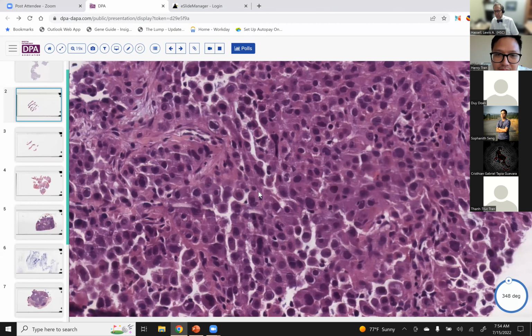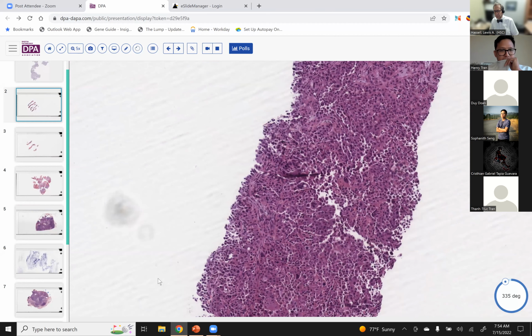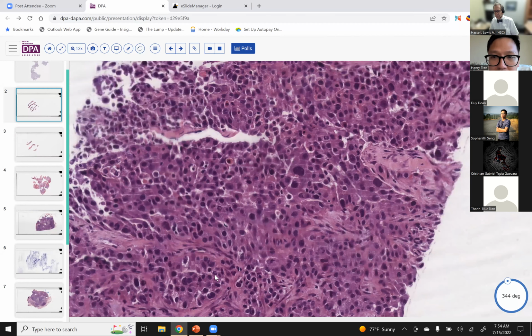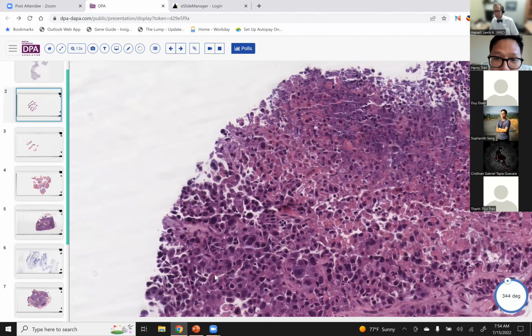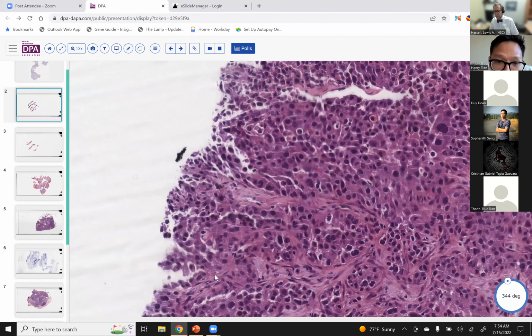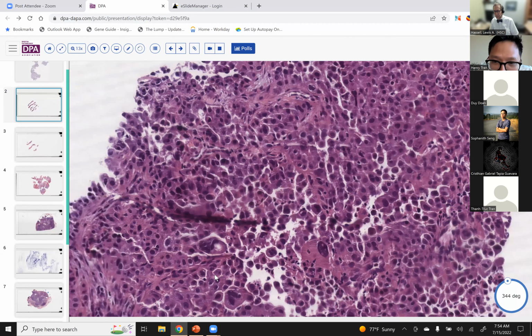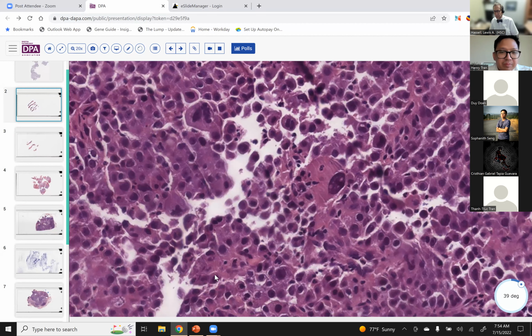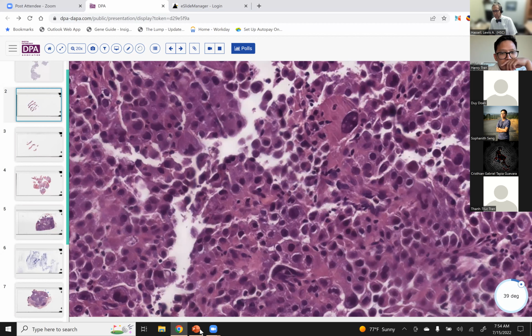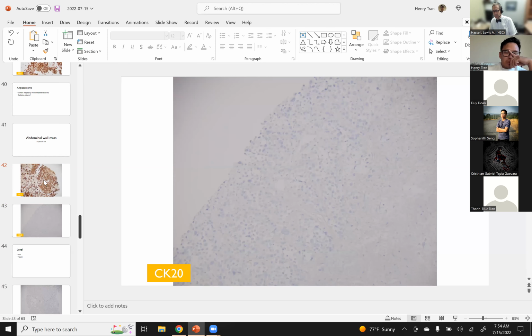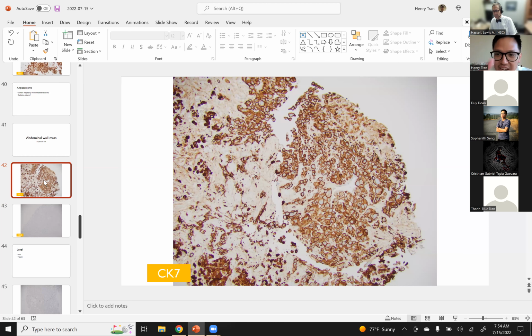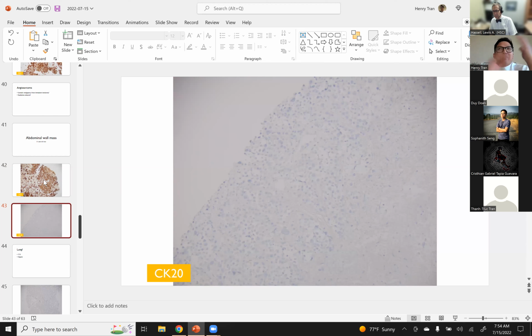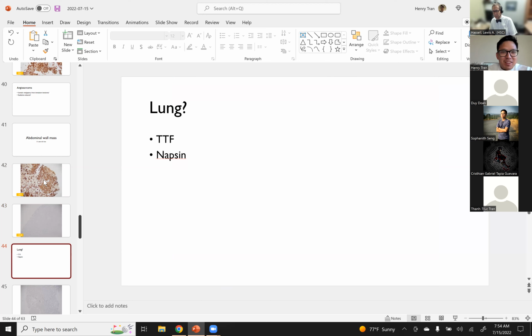There's necrosis, and once again, a huge tumor cell right here in the middle. All right, so back to the workup. CK7 strongly positive. You can see it highlights some of these huge tumor cells as well. CK20, at this point I was like, man, slam dunk. This is going to be a lung primary, easy, next case. TTF1, napsin, totally negative.